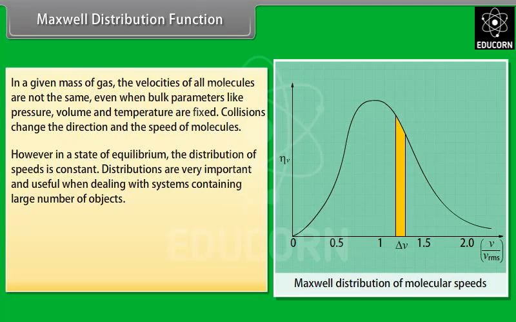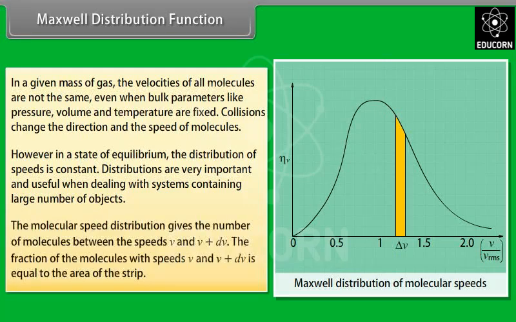Distributions are very important and useful when dealing with a system containing a large number of objects. The molecular speed distribution gives the number of molecules between the speeds v and v + dv. The fraction of the molecules with speeds between v and v + dv is equal to the area of the strip.